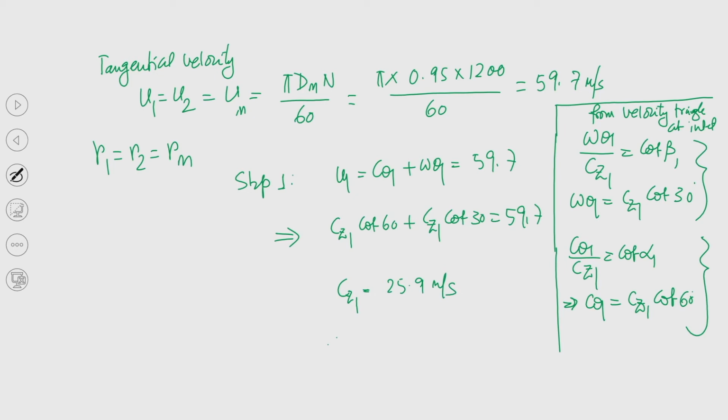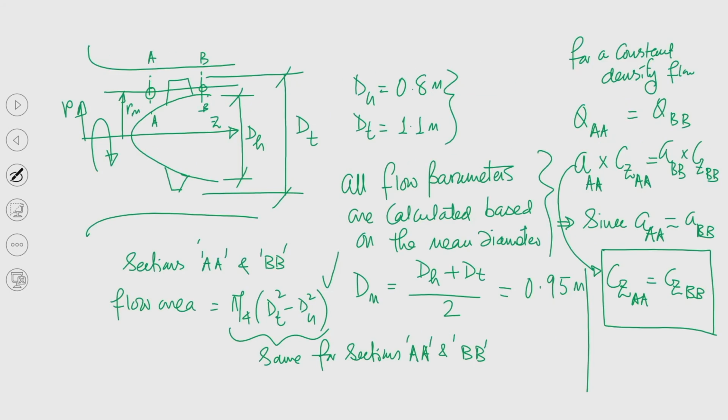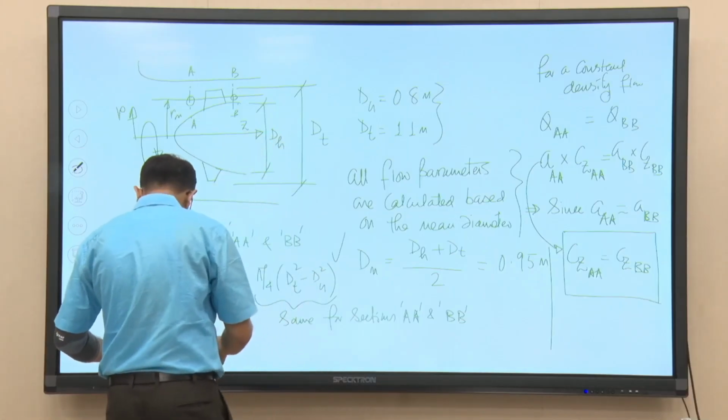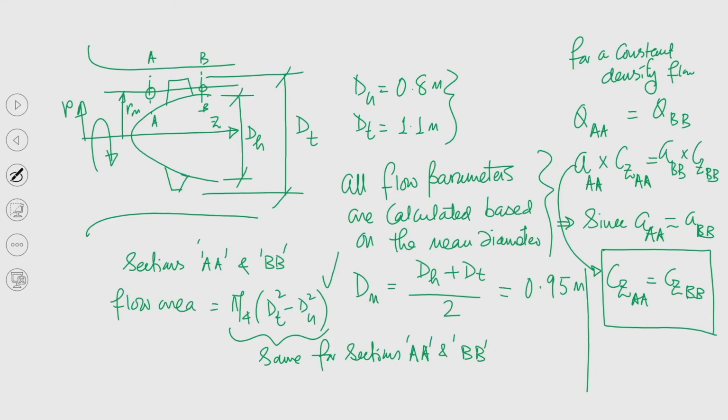The moment we have Cz1, we can say Cz2 will be equal to Cz1, equal to 25.9 meter per second, right. So, we got it, and that is what we have done in this exercise again: that flow velocity component is remaining the same. Okay. Next objective should be very important.